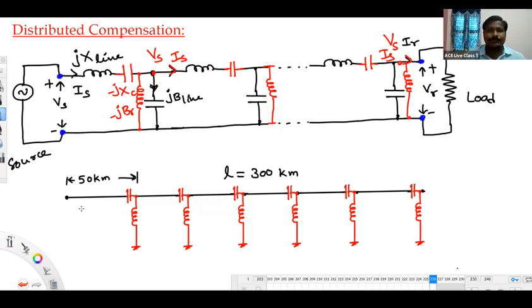Okay, good. Now, to cancel the effects of the series inductive reactance and shunt capacitive reactances, we are going to add series capacitors and shunt reactors at regular intervals of the transmission line. By doing that, we get VR equals Vs, and IR equals Is.